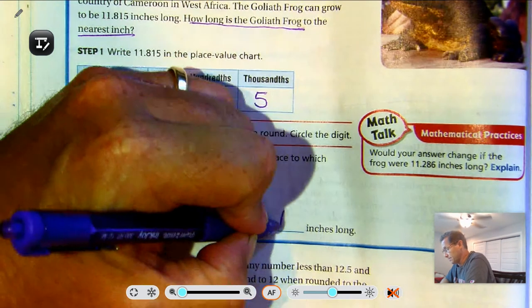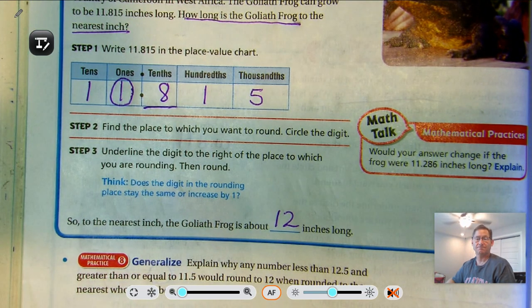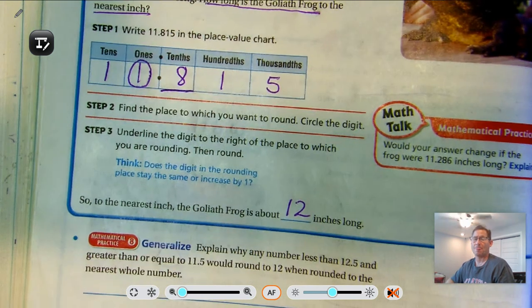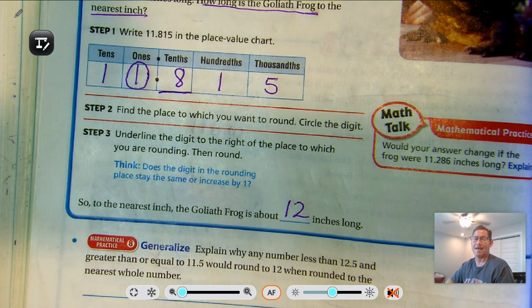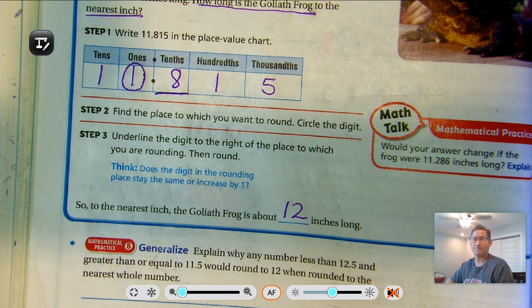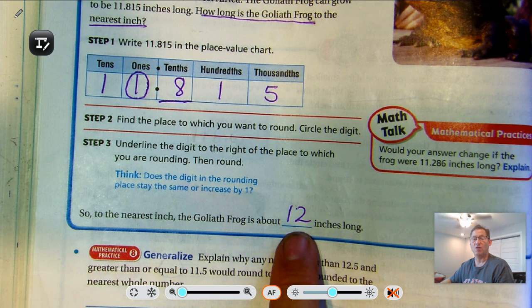All right, so as I said, it's about 12 inches long. Okay, and we're going to drop everything after that place. Because we said to the nearest inch, so we don't need to say 12.0.